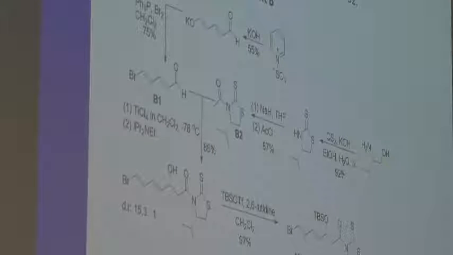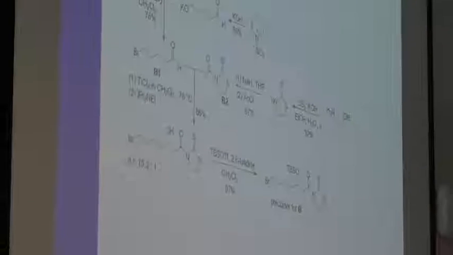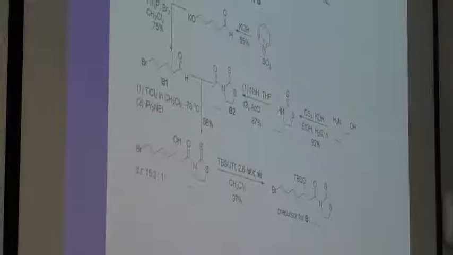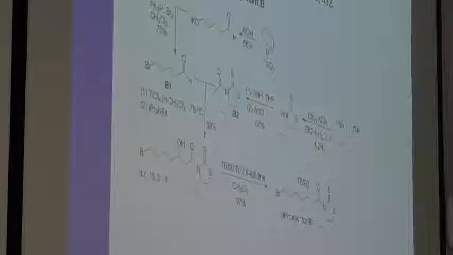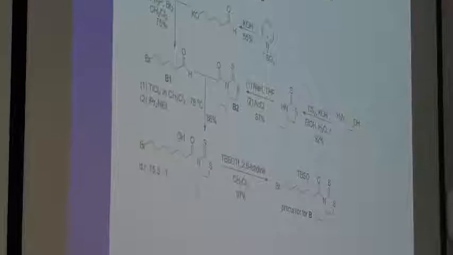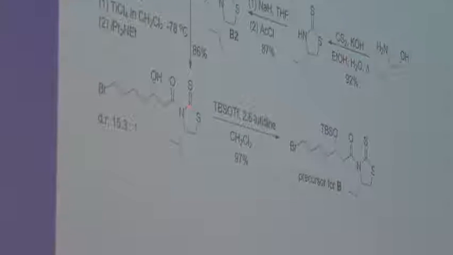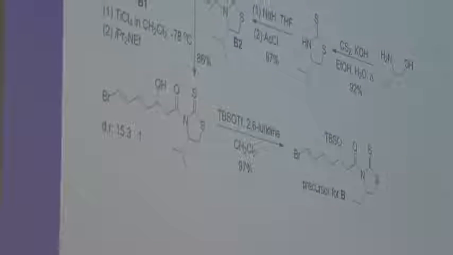B1 and B2 were reacted by addition of a Lewis acid and Hünig's base, and that afforded a diastereomeric mixture of 2 aldol products, where the major product was the wanted product. By doing a flash chromatography, they were able to isolate this one pure in 86% yield, and then this alcohol was protected with a silyl group.